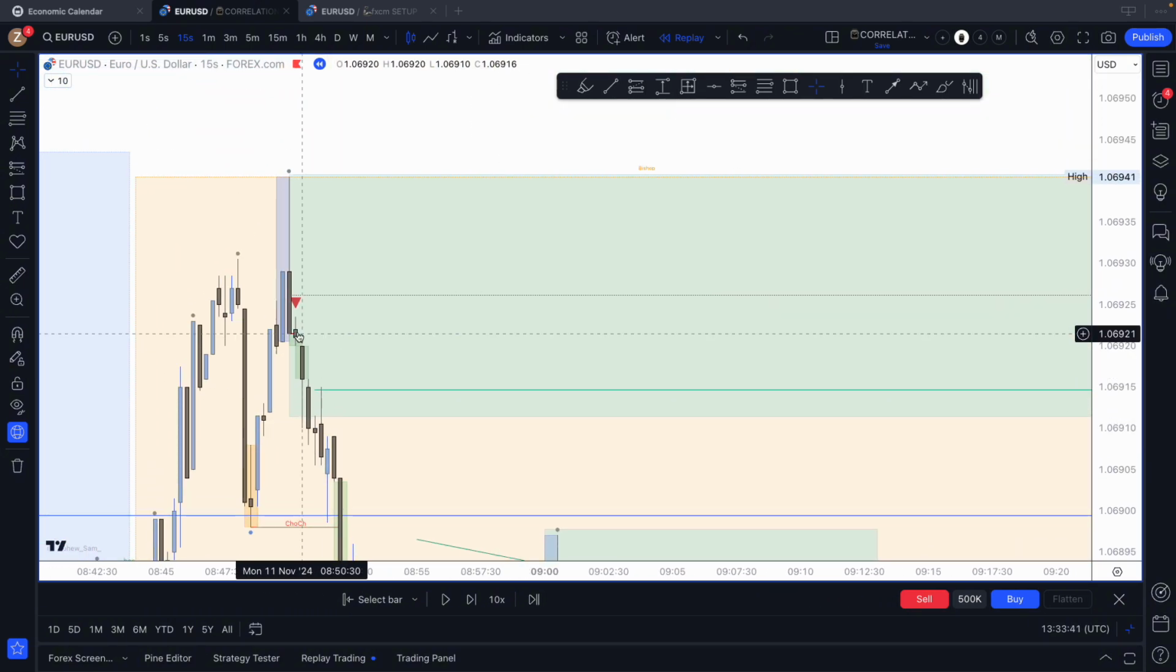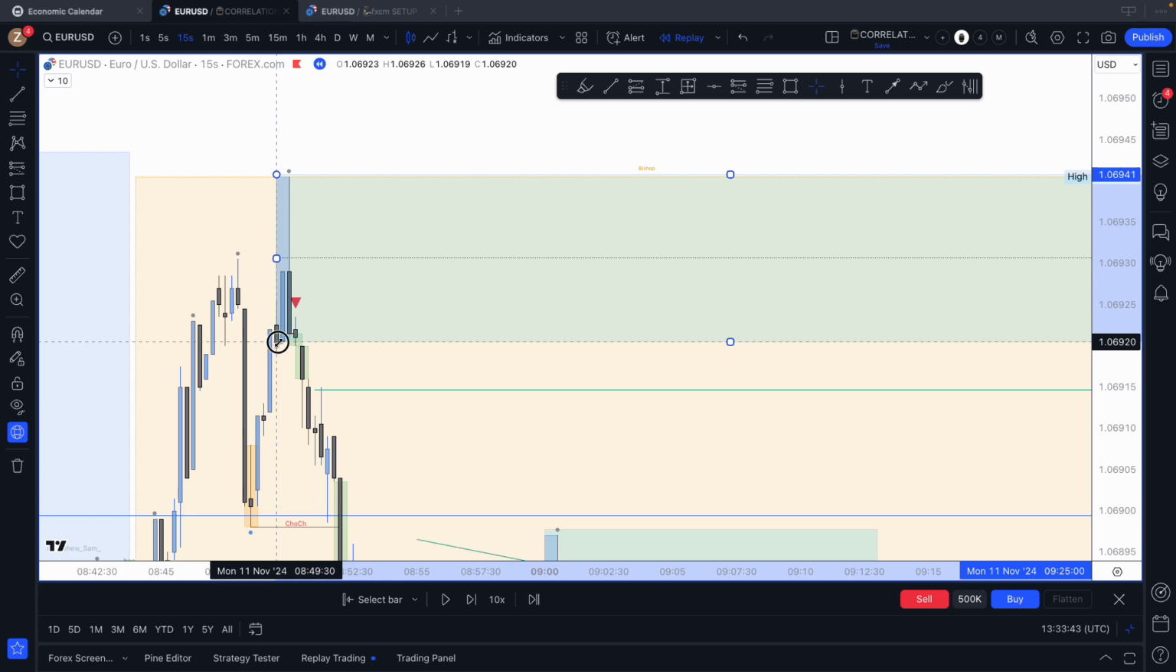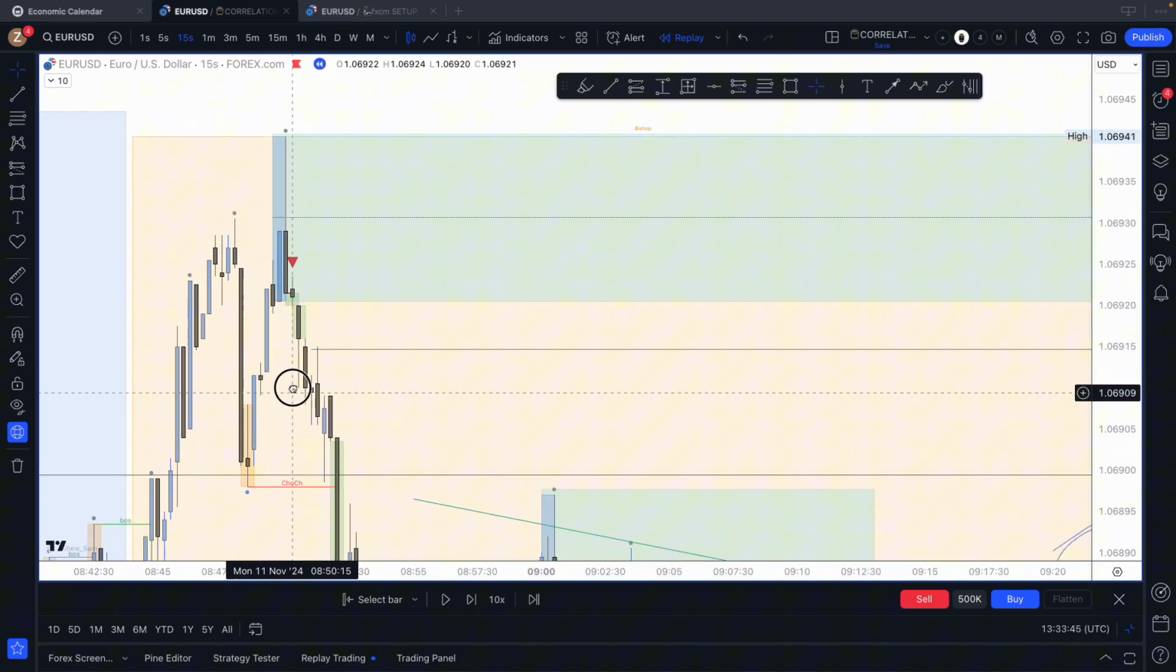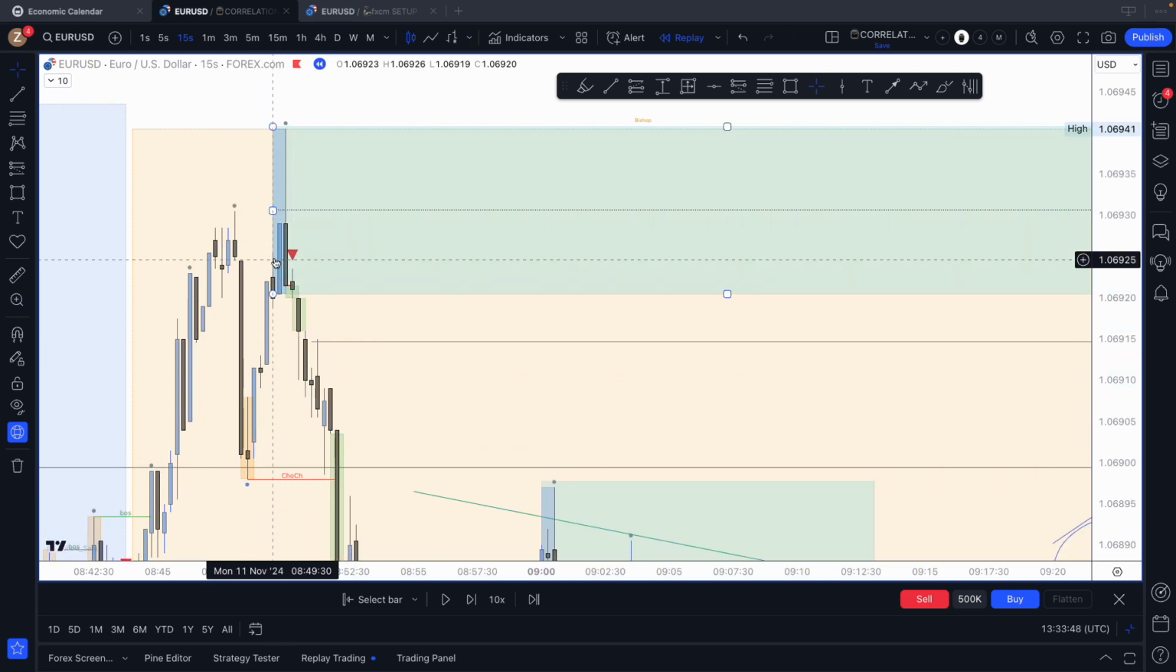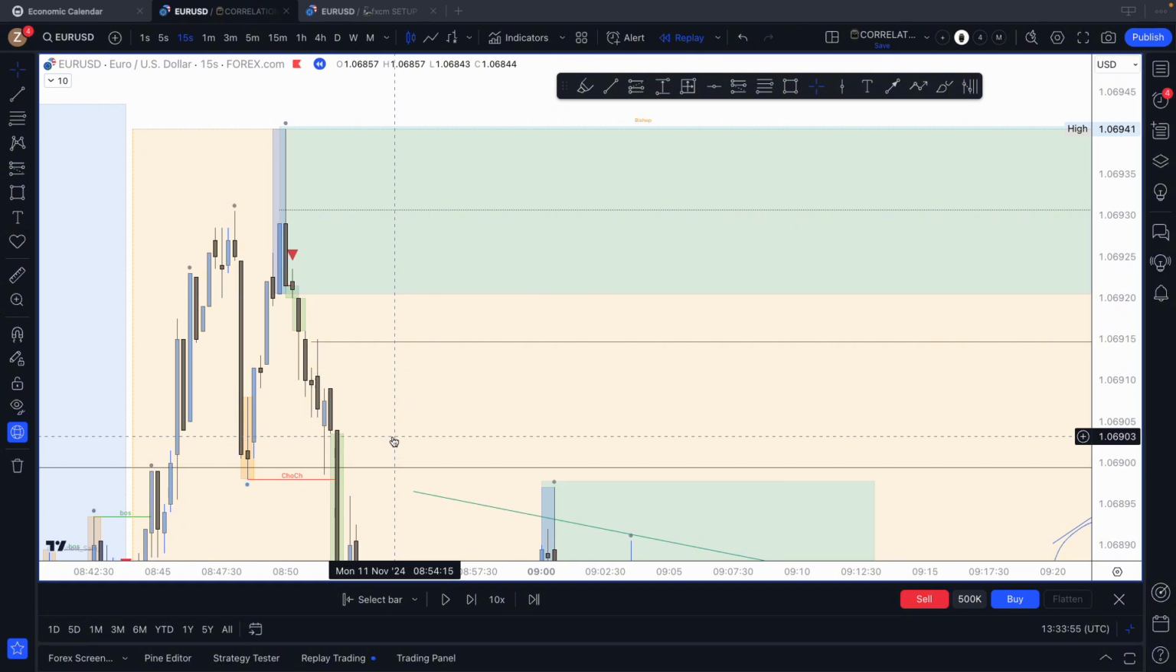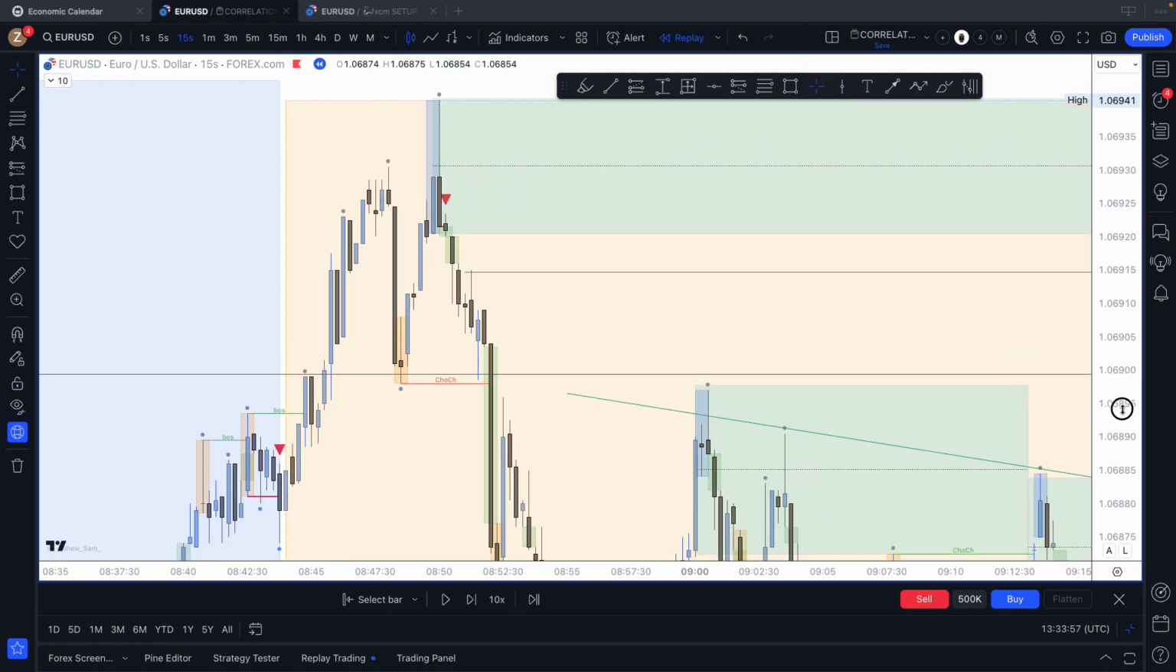Okay, so now you look at this order block. That's your actual order block, taking out the previous candle high. That's your change of character. That's your order block. So we are in a similar situation just like that one before on price.